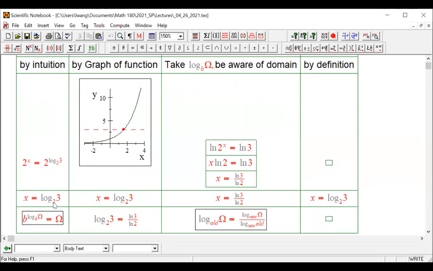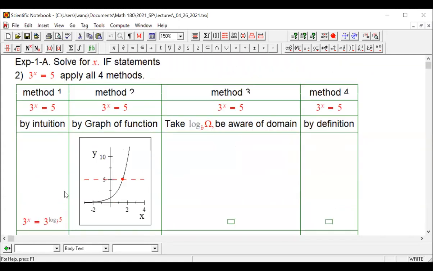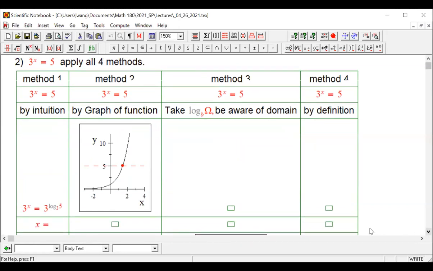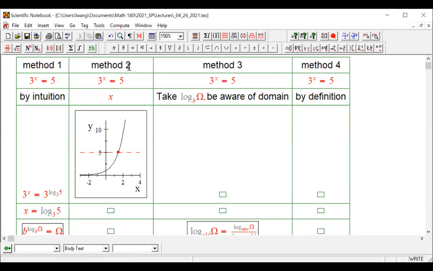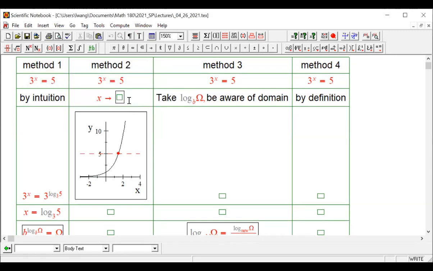Okay. And as a result, x is equal to log base 3 of 5. On the second method, which we just erased, it is the crossing. We see this as a function: the input is unknown, and the output is 5. We want the output to be 5. The function is 3 to the power x.